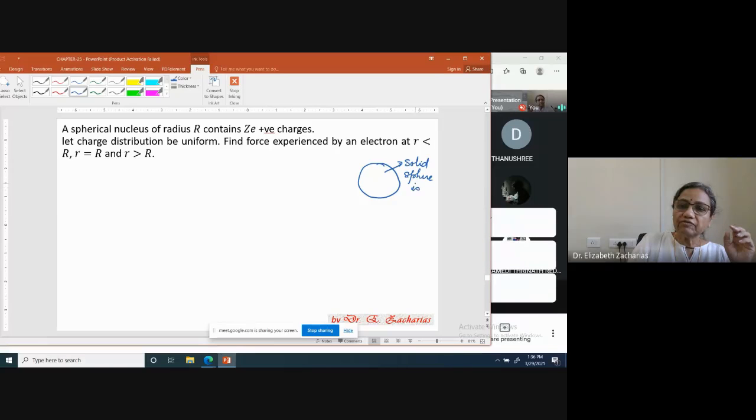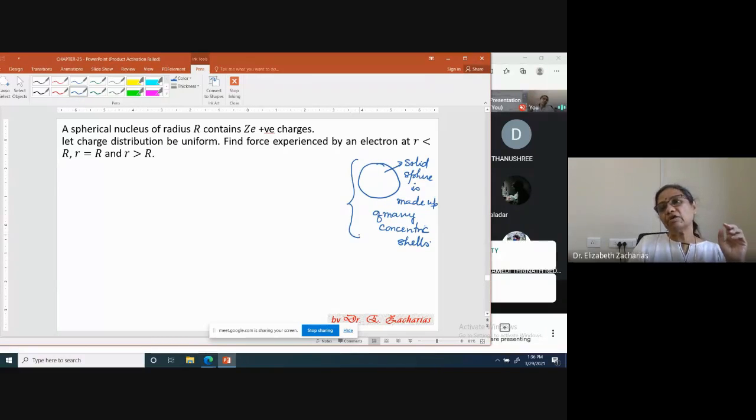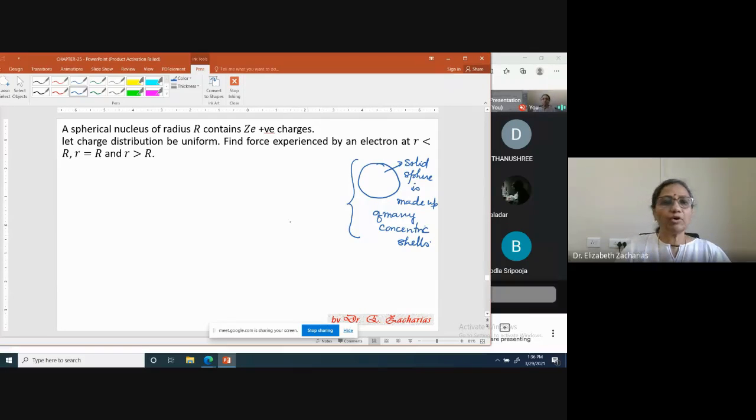is made up of many concentric shells. This is a very important point. A solid sphere is made up of many concentric shells. So keeping this idea in mind, let us work out a problem.